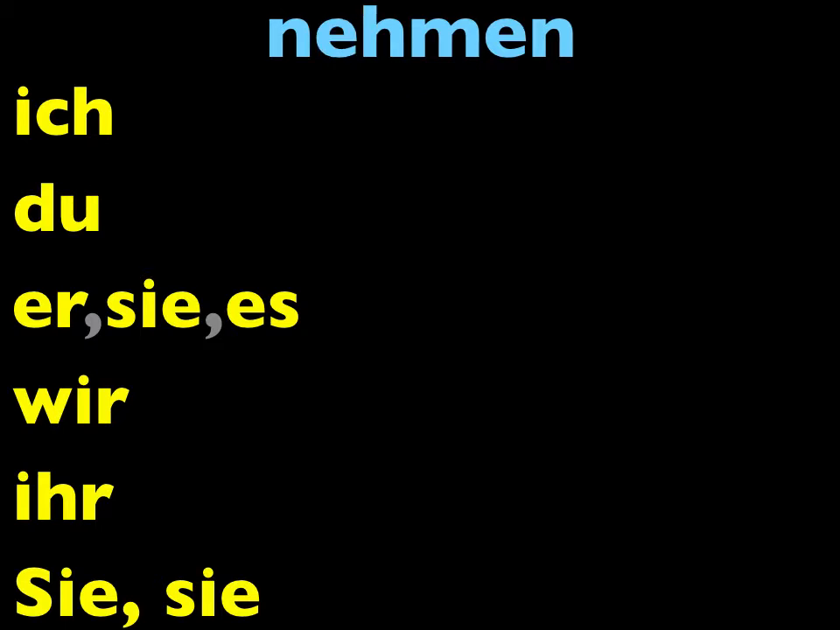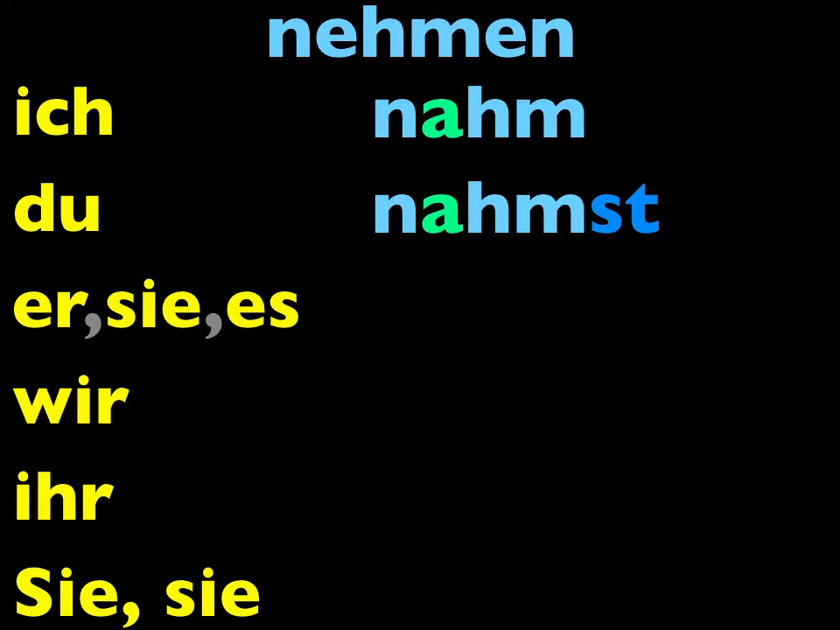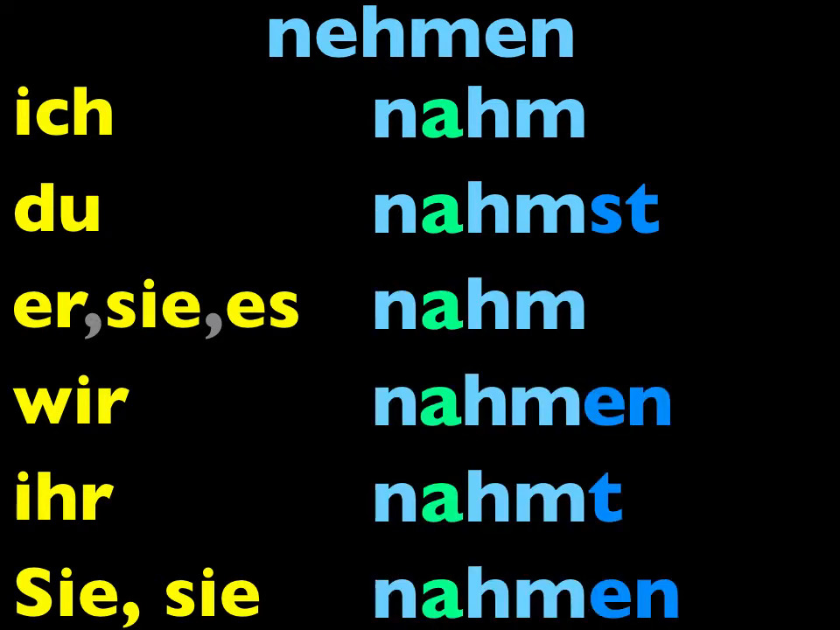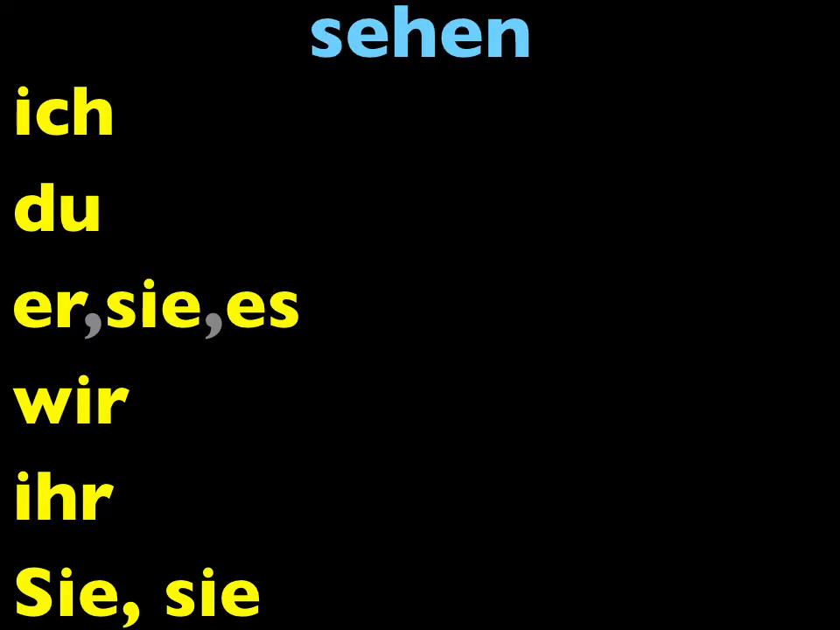Let's continue. Nehmen, to take. Well, in English, take becomes I took. So there's a vowel change to O's, but in German, it's an A still. Repeat after me. Ich nahm. Du nahmst. Er nahm. Wir nahmen. Ihr nahmt. Sie nahmen. The verb sehen, to see.